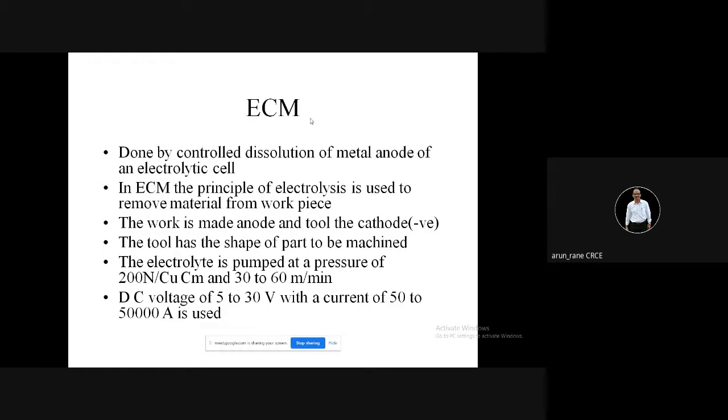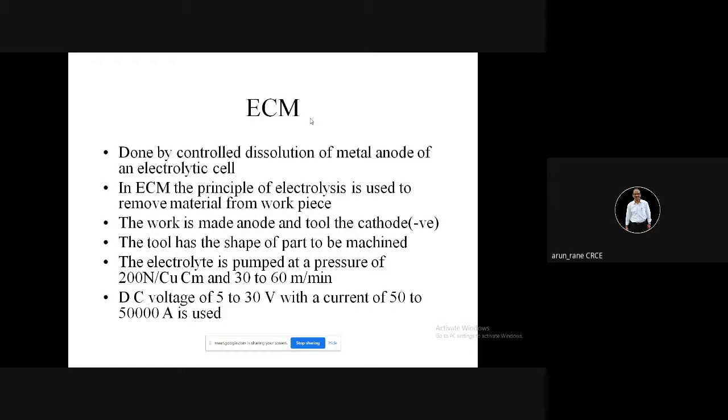You can imagine it like the piece which you use in snakes and ladders, that is 1 centimeter cube. Its sides are 1 centimeter by 1 centimeter by 1 centimeter. So on that much area, the pressure will be 200 newtons, and the velocity of the electrolyte is in the range of 30 to 60 meters per minute.